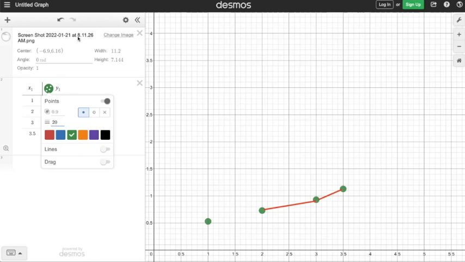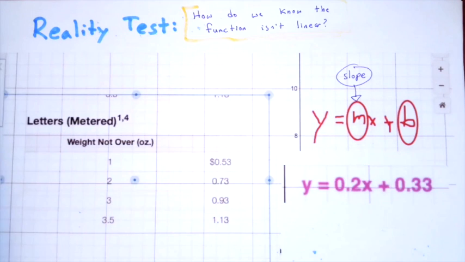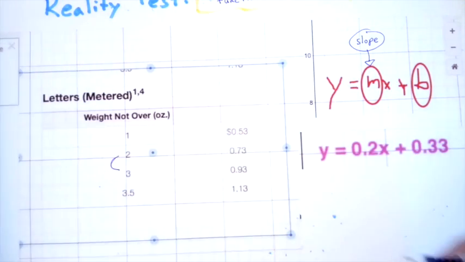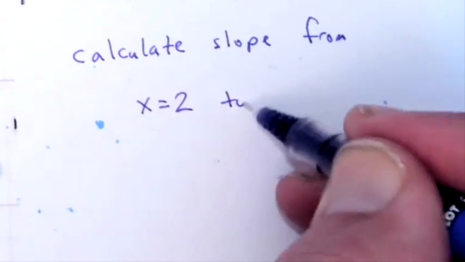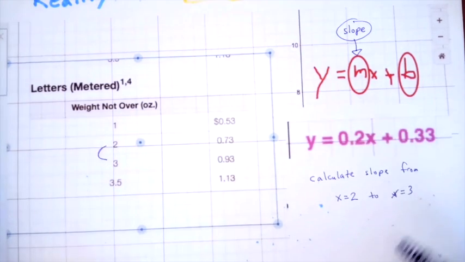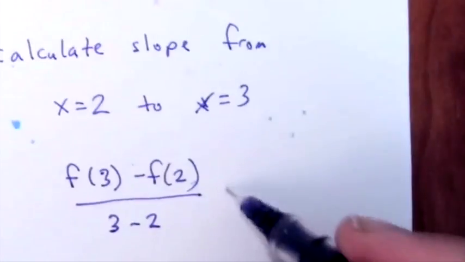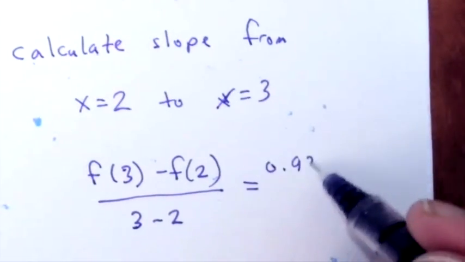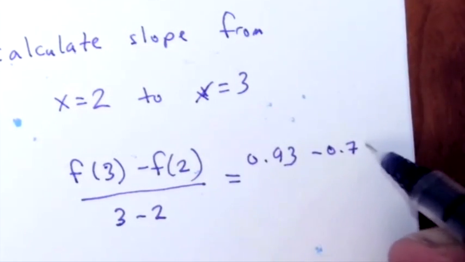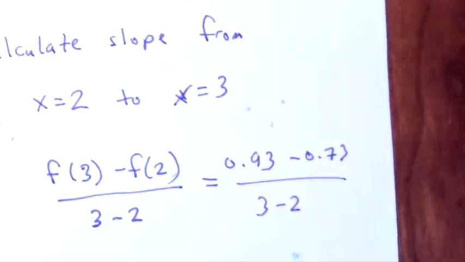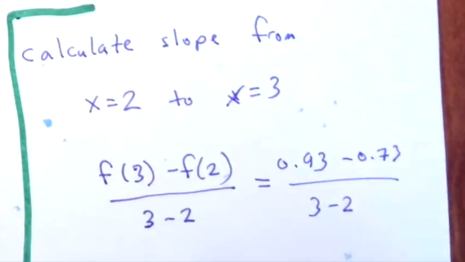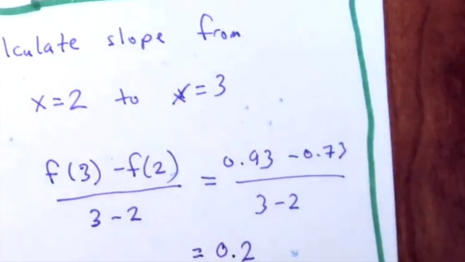These have different slopes at different places. Linear functions always have the same slope no matter where you look, right? But if you look here, you can visually see it's very clear that these have different slopes. Well, we can calculate the slope from x equals 2 to x equals 3. The slope of this function will be f of 3 minus f of 2 over 3 minus 2. My f of 3 is 0.93, and my f of 2 is 0.73, over 3 minus 2. This slope from x equals 2 to x equals 3 would be equal to 0.2.